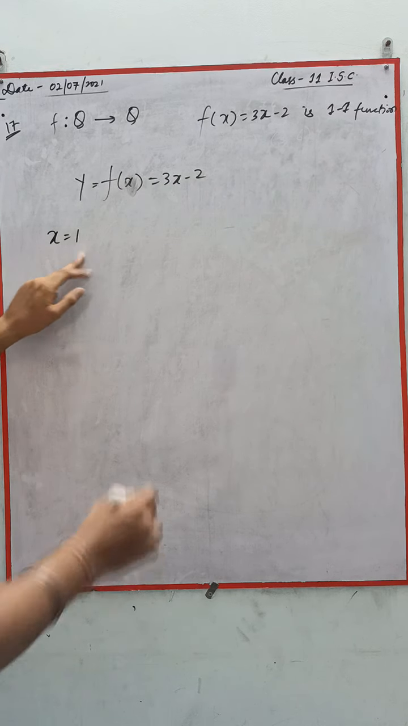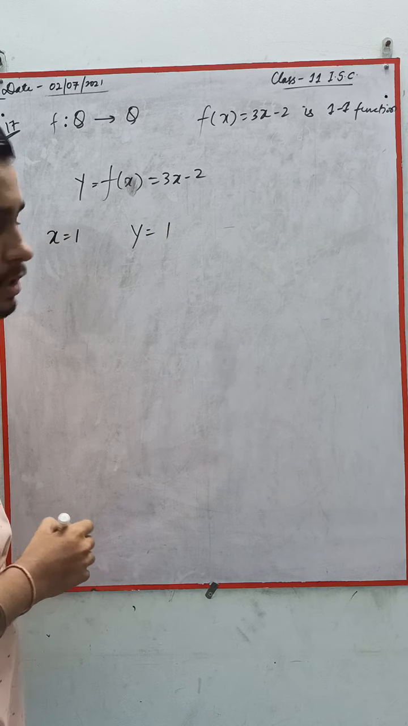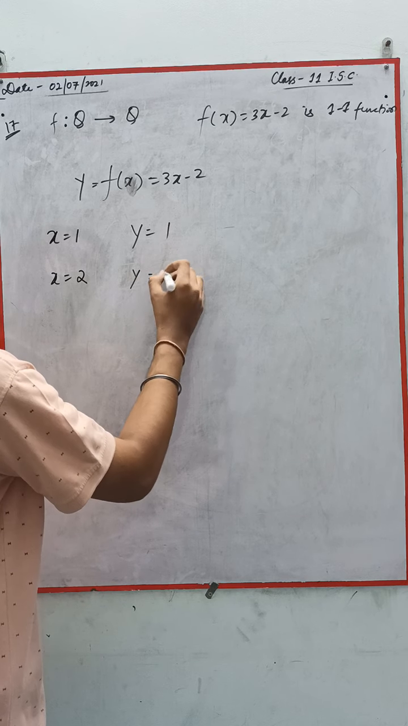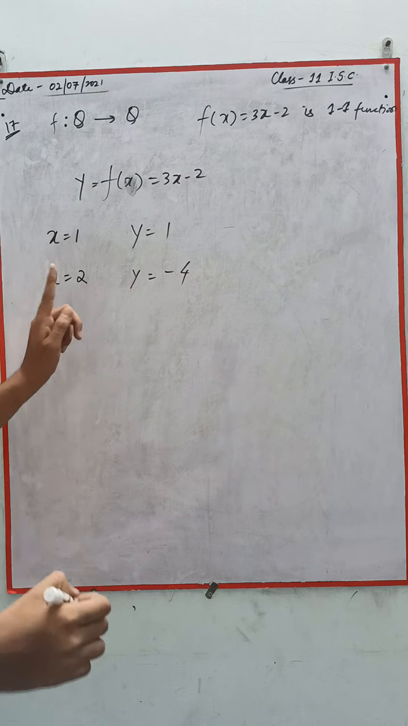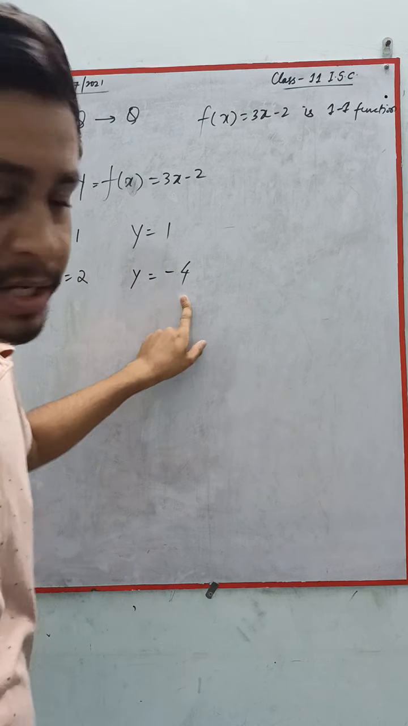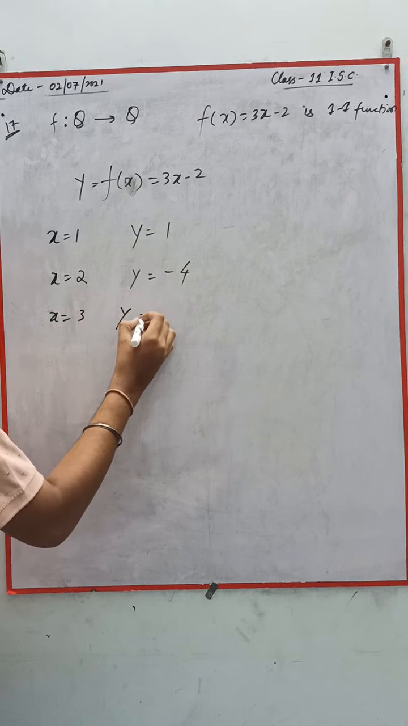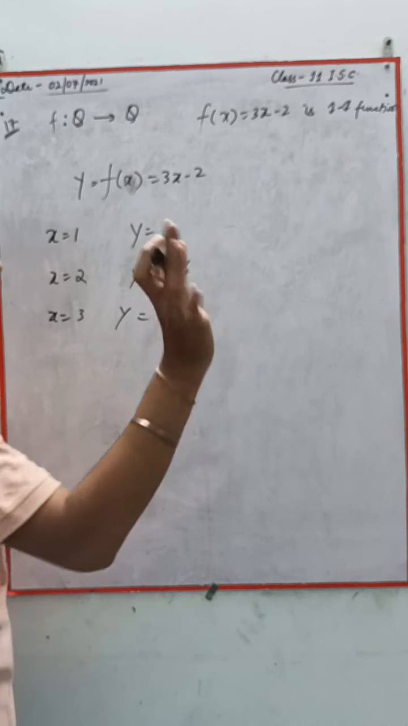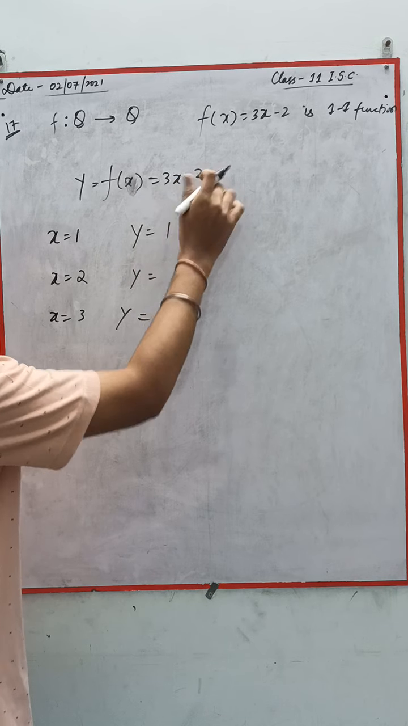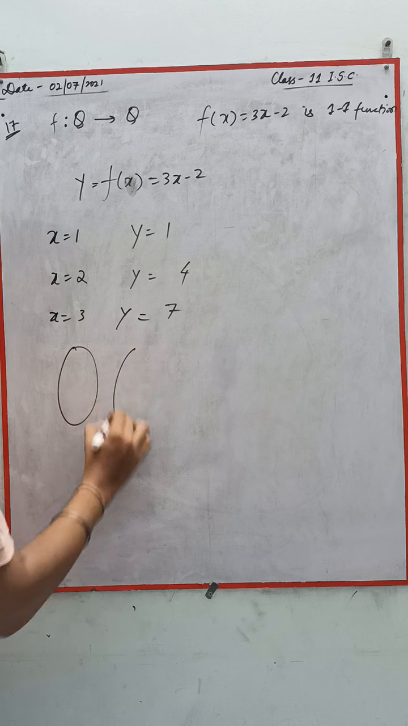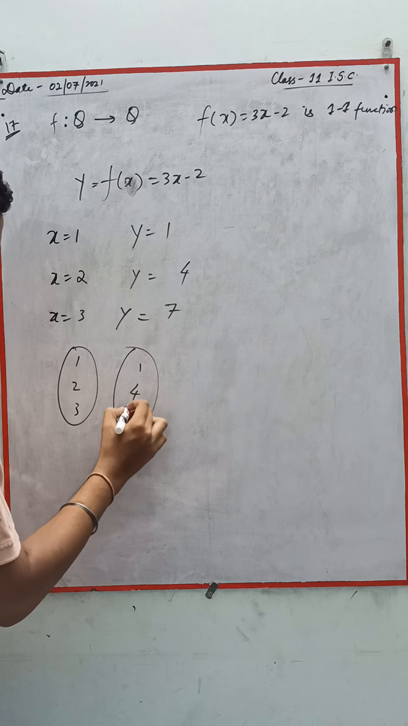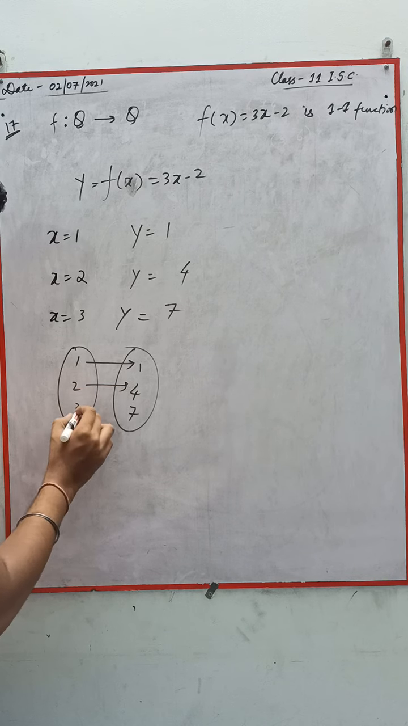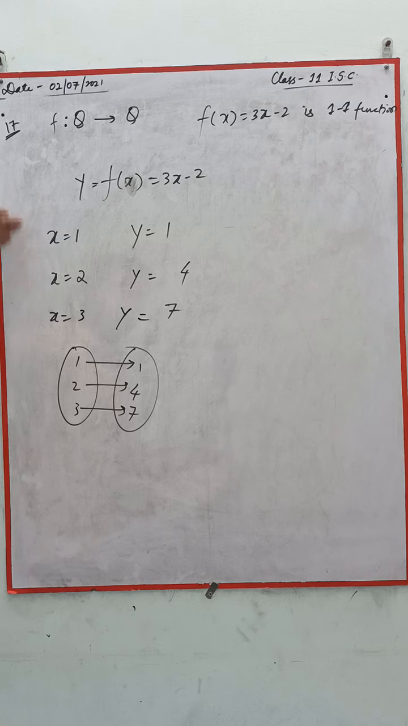If you take x equal to 1, you are getting y is equal to 1. If you take x equal to 2, you are getting y is equal to 4. So you are getting different elements, different images. Just take one more value, 3: 9 minus 2, that is 7. So you make one mapping, 1, 2, 3 and 1, 4, 7. 1 is related to 1, 2 is related to 4, 3 is related to 7. That is enough.